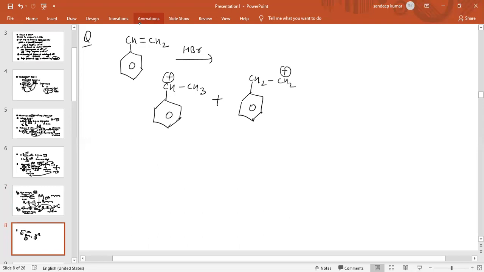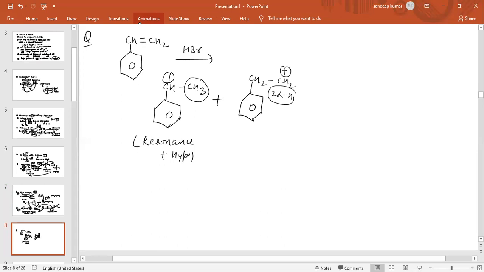See, this is the more stable carbocation. Why? Because 3 alpha hydrogen atoms are there, and this is basically the benzyl carbocation, resonance stabilized. So there are two stability factors: resonance plus hyperconjugation. And here only 2 alpha hydrogens, which means only hyperconjugation. So in the first step, electrophile attacked.